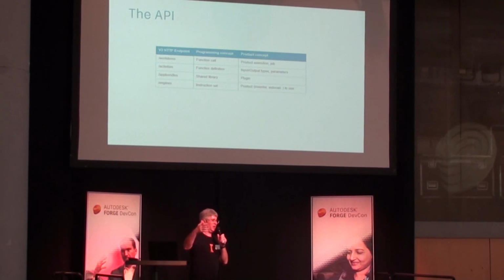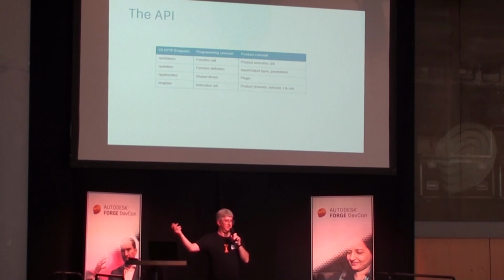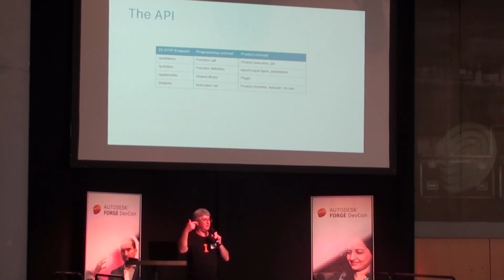If we take that to a product concept, work items really are the job. If it hasn't become obvious yet, design automation is a job-based system. You define the job, we run the job for you, and we give you the outputs. That work item is the thing that runs. The activity defines the interfaces. So if it's an Inventor assembly, it's going to define a zip file that comes in. If it's a Forge viewable, it'll define a Forge viewable that comes out the other side.